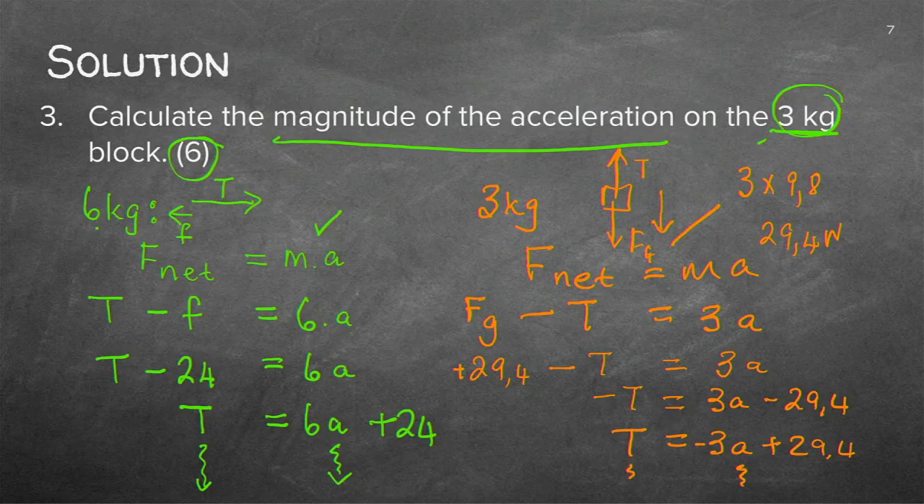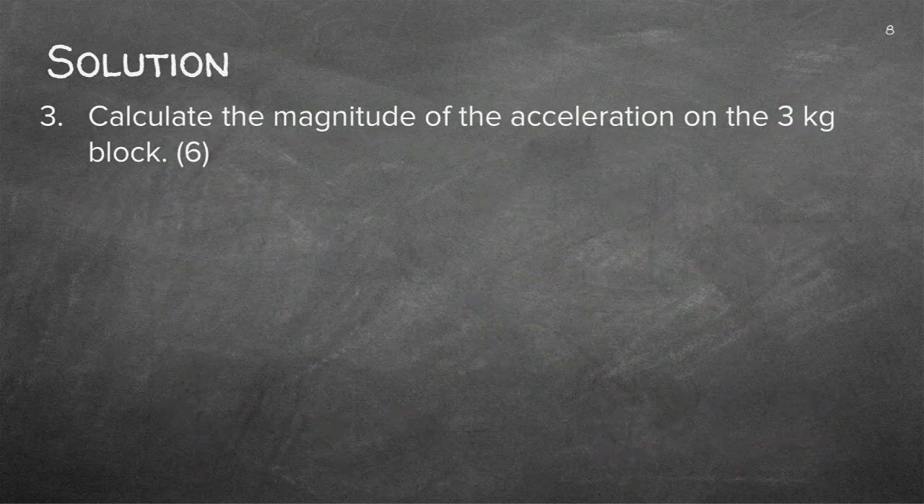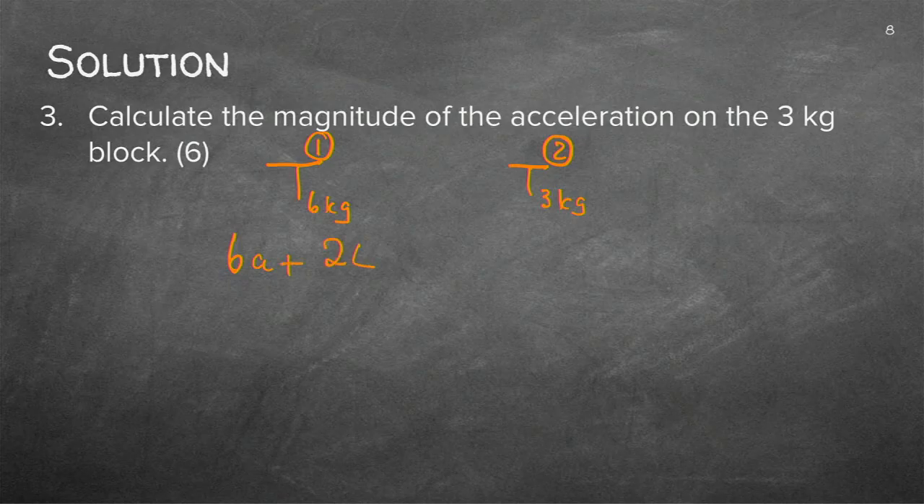Now I've got A, I've got T, but do you see I've got the same T there? So I'm going to actually equate them to each other. Let's write the two equations next to each other. So I've got the T of the 6 kilogram and I've got the T of the 3 kilogram equations. That was equation 2. This was equation 1. What did I have here? I had 6A plus 24 equal T. Remember, here I had 29.4 minus 3A. And now it's math. It's not physics really, it's math.